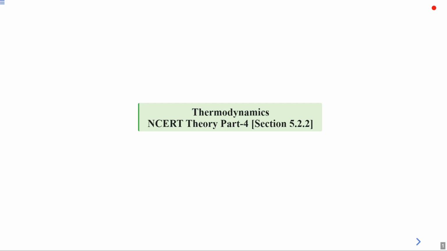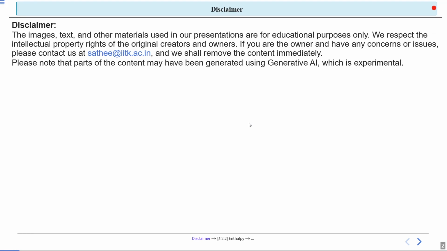So today we will continue with the thermodynamics chapter. We will be covering today section 5.2.2, which is theory part 4. So this is the disclaimer.